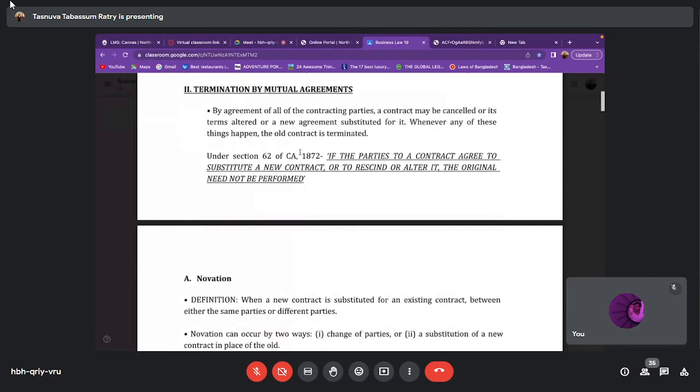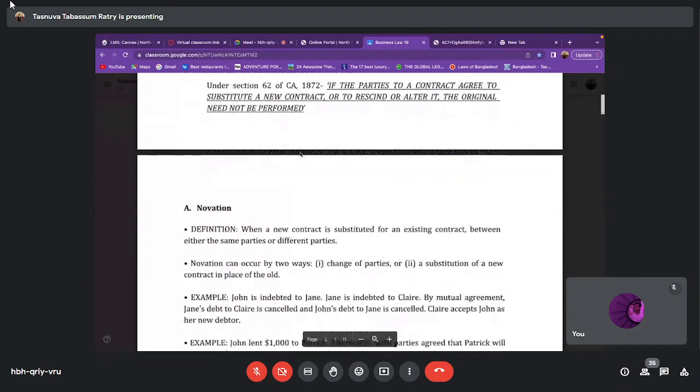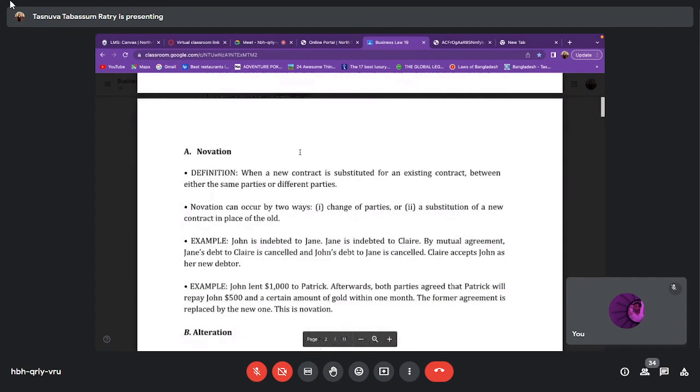The first method through which termination can take place by mutual agreement is what we call novation. When a new contract is substituted for an existing contract, either between the same parties or between different parties, we call that novation. Novation is also a method of termination by mutual agreement. That is the first situation that we will see today. Novation takes place when the parties change, or there is a substitution of a new contract in place of an old contract.